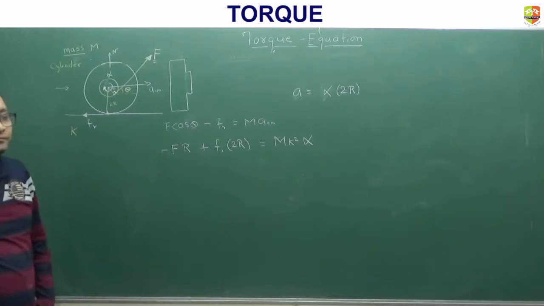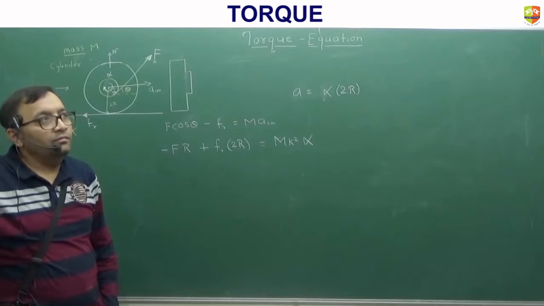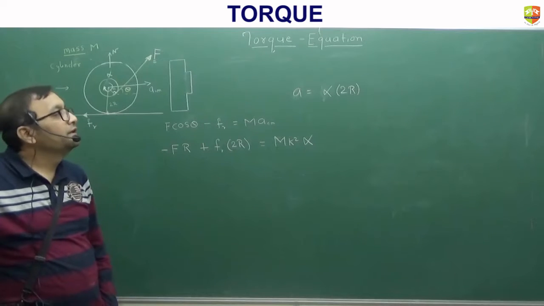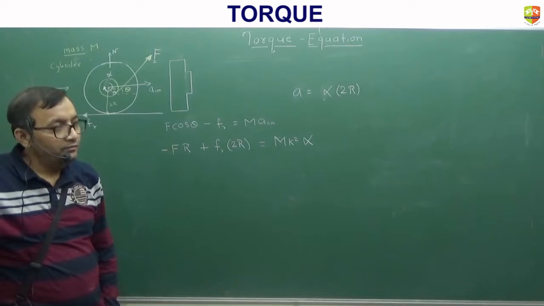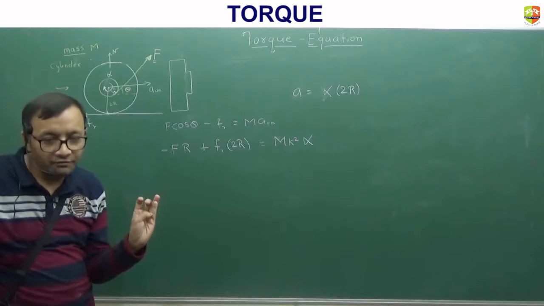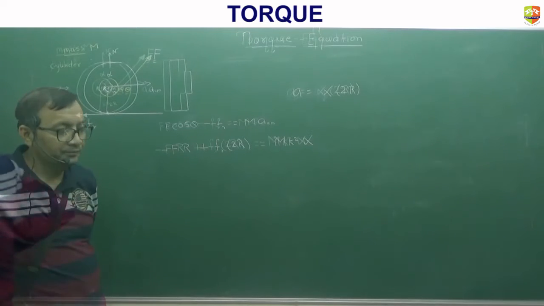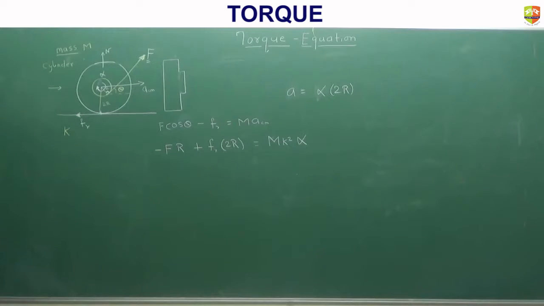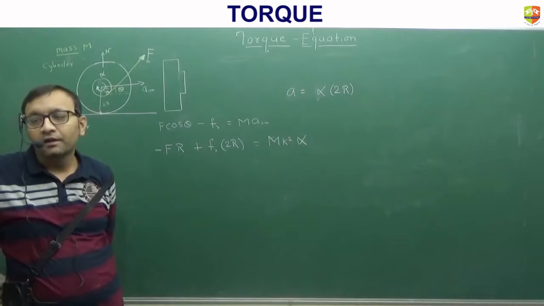Okay. So after the break, we will derive torque equal to I alpha. Then what we have left is angular momentum and conservation of energy. Then let's see, we can probably start angular momentum. Alright, so let us talk about the derivation of torque equal to I alpha.